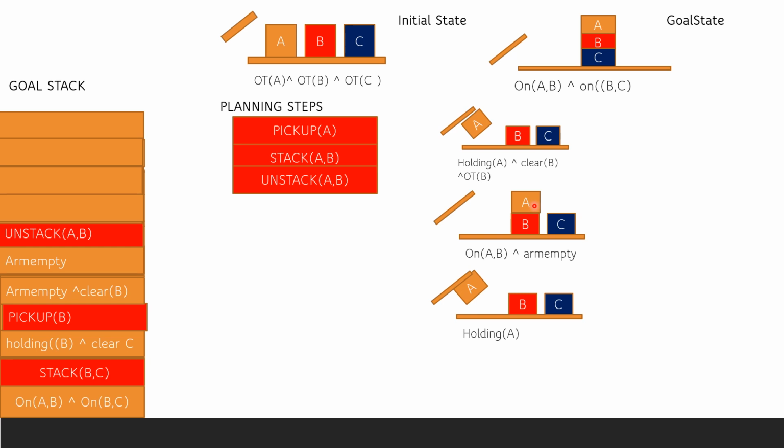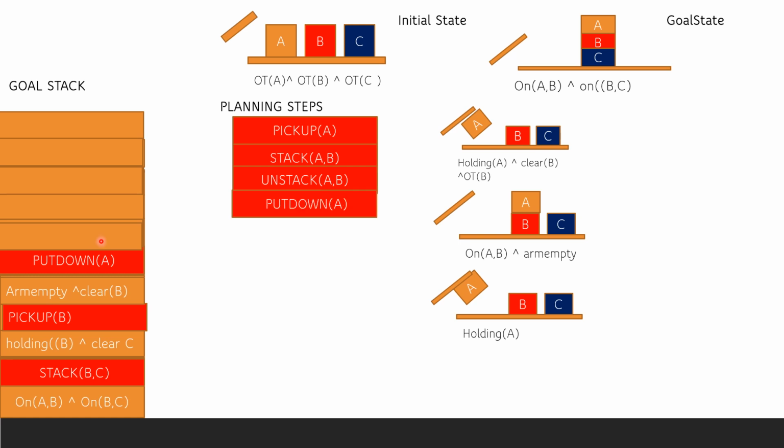This unstack AB will change our state space into this state, and we'll take this out from the stack. Again, looking at the next precondition, arm empty. Is arm empty? No, arm is not empty, it is holding A. So in order to make this precondition true, we must make arm empty, and for that we'll say put down A. Put down A, we cannot directly add into the planning step. Again, we have to check its precondition. The precondition is holding A. Holding A is satisfied in the current state space, yes. So holding A will be removed from the stack, and now we can add put down A in our planning steps. Put down A will give this type of scenario.